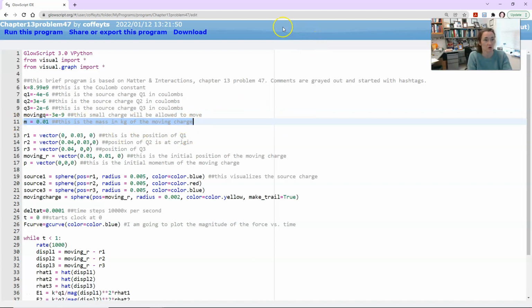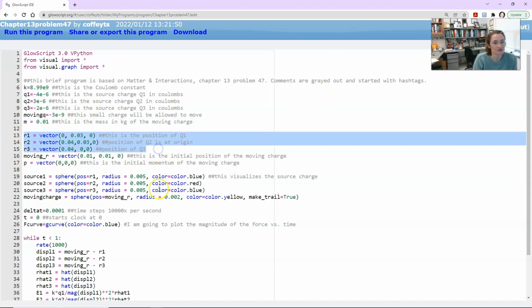And of course, if you want to use this code, you feel free to, and then you can change it up for your particular problem. It's okay with me. Okay, now next, you define the positions of your source charges.